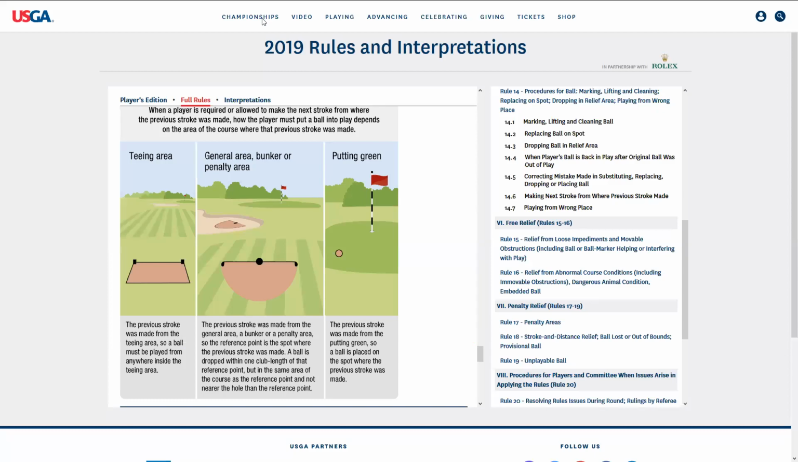What you're going to want to do is play stroke and distance, and make your next stroke from where your previous stroke was made. So you are then going to place a ball, since it's on the putting green, on the spot where the previous stroke was made. Again, you place it. You don't drop it because it's the putting green. Anytime you place a ball, it's a spot. Anytime you drop a ball, relief area. Questions on that?